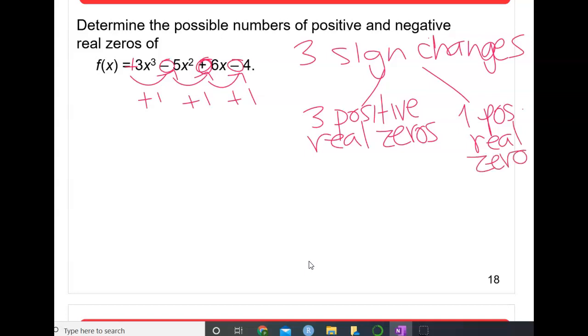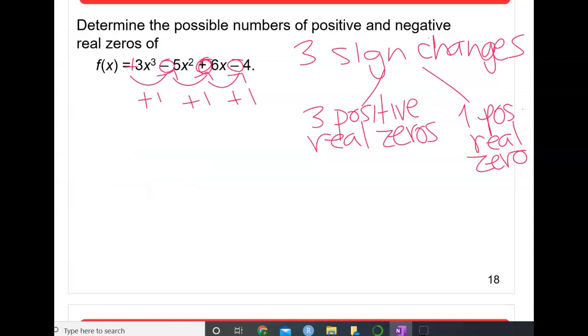And it is a 1 because it's 3 minus 2, 1. Remember, we keep subtracting a 1. If we had, let's say, 7 sign changes, then our possibilities will be either 7 or 5 or 3 or 1. Those will be the possible positive real zeros.